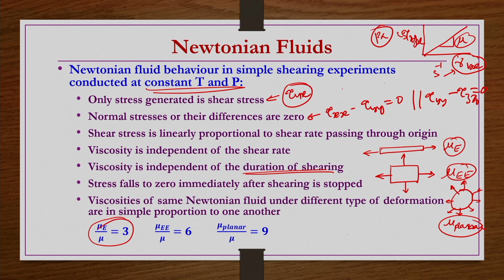For a Newtonian fluid, it is going to be 3, and then mu double e by mu, that is the viscosity because of the bidirectional elongational experiment divided by the viscosity of the same fluid, but under a shearing experiment. If you take the ratio of these two, then you get a constant value 6. Similarly, the planar viscosity divided by the shearing viscosity is going to be another constant, 9 for a Newtonian fluid. So, these are a few important characteristics of Newtonian fluids, right.